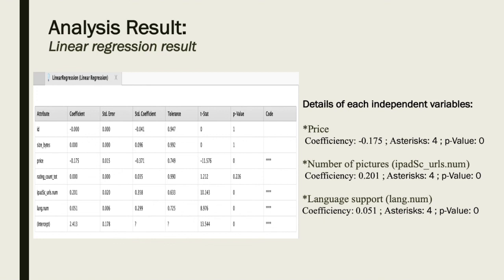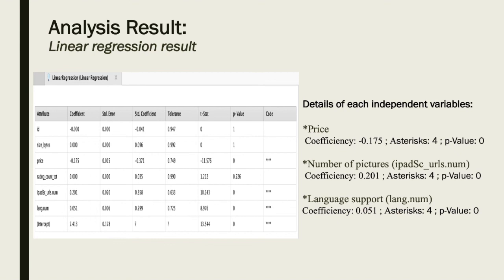The second variable is number of pictures. The coefficient value of number of pictures is 0.201. Therefore, there is a positive correlation between the number of pictures in the App Store and user rating. And 4 stars in the code column refer to the high impact of the independent variable on the dependent variable.